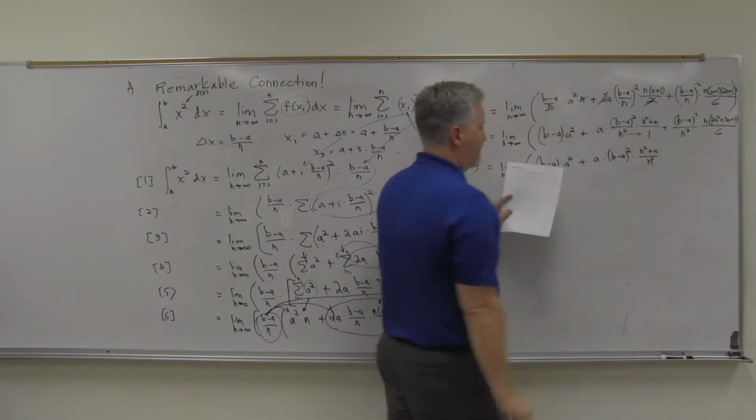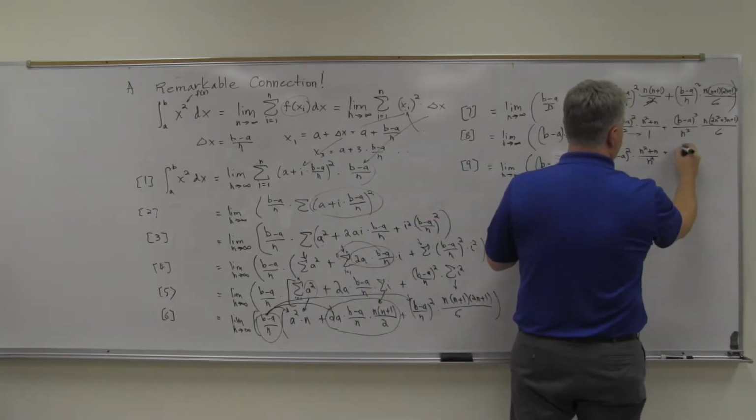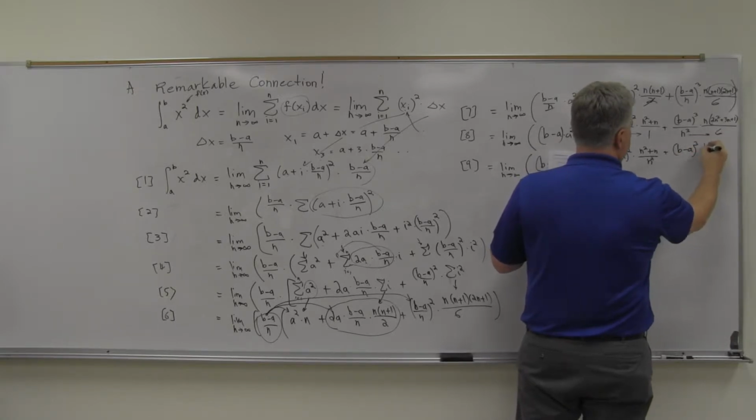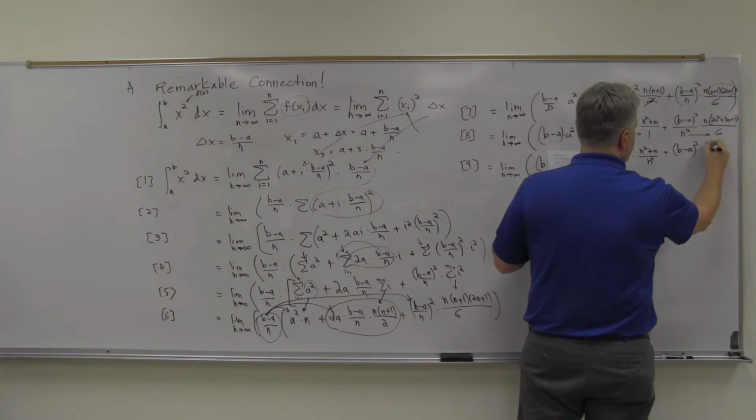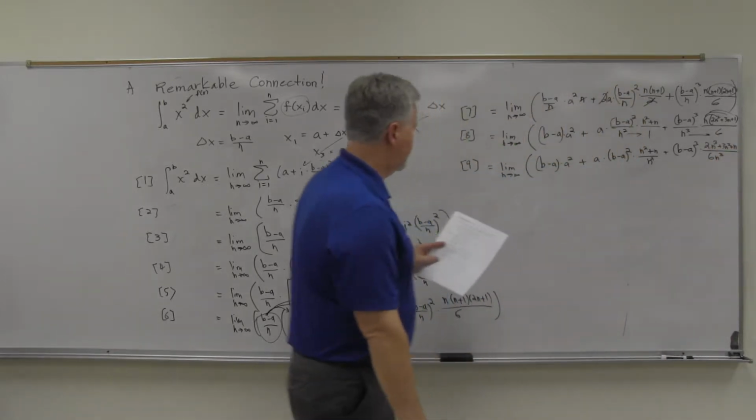I just kind of moved that over. And then the same thing over here. I just moved the n cubed over there with the 6. Oh, and I multiplied these together. Distributed the n. So the n cubed plus 3n squared plus n divided by 6n cubed. That's what I did for line 9.